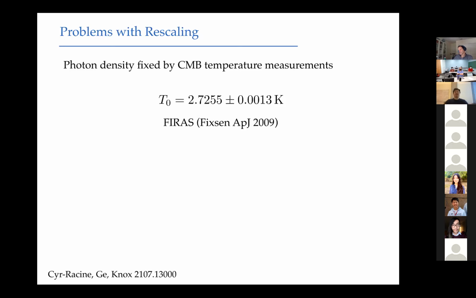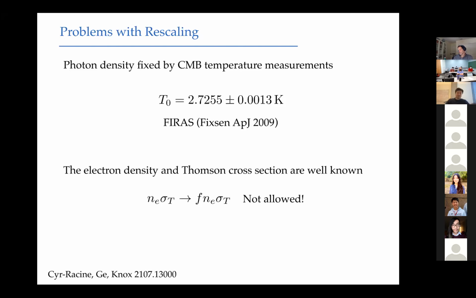Namely, we know the present day CMB temperature quite well, to part in several thousand. And that means we can't just willy-nilly rescale the photon density. That would affect what we've already observed.